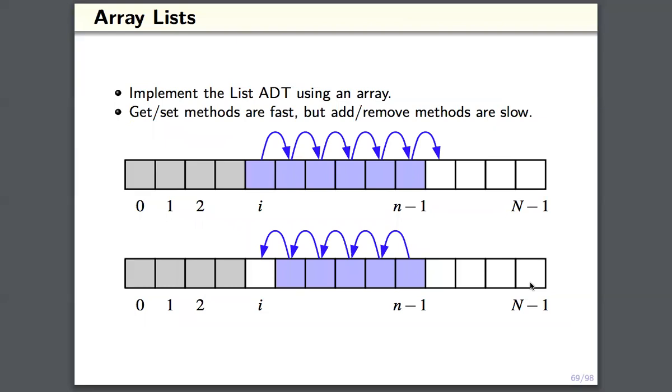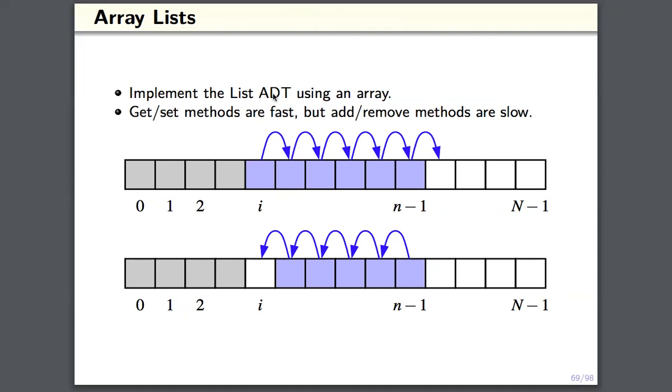We'll see the array implementation. Now look at this: suppose you use an array to implement this list. This is the most common implementation of list. Whenever you see implementations of list in programming languages, they are majorly using array lists. Okay, now look at this.